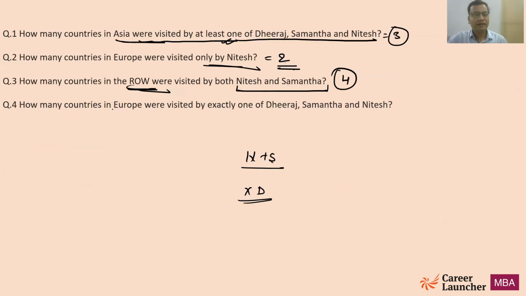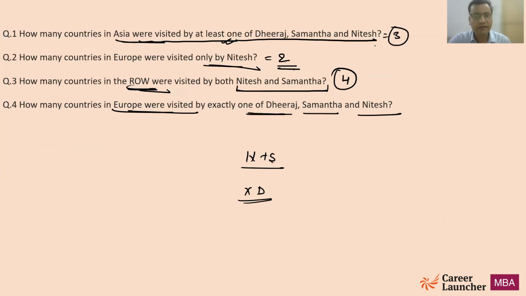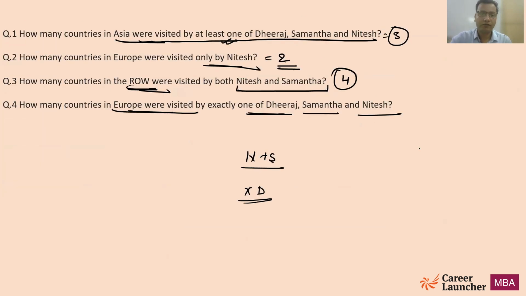Now, how many countries in Europe are visited by exactly one of Dheeraj, Samantha and Nitesh? Exactly one out of them. How many countries in Europe, right? In Europe, Dheeraj, exactly one out of them, right? So how many countries are there? There are 6 countries in Europe visited only by Dheeraj. There are 4 countries in Europe, 4 and 2. So 6 first plus 2, 12. There are a total of 12 countries. So the answer for this question is 12. 12 is the correct answer.